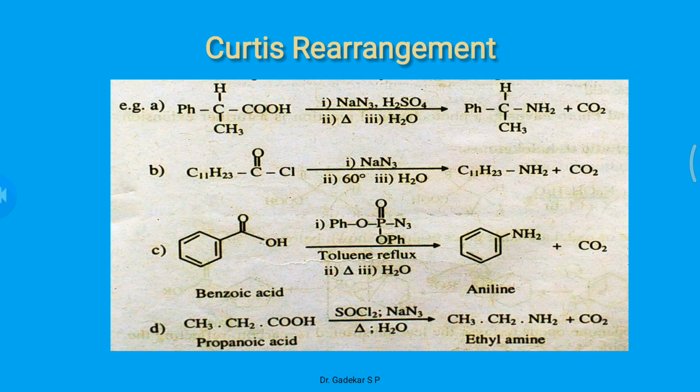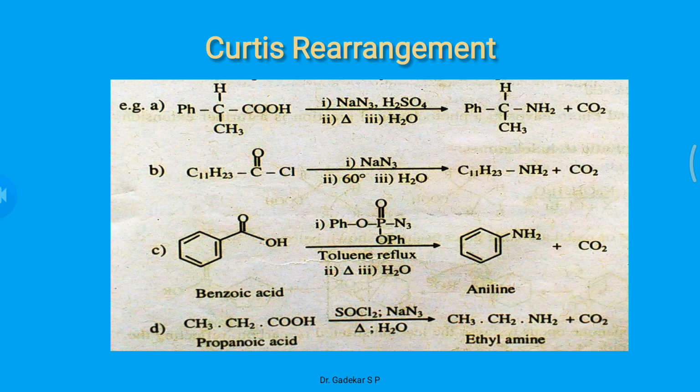In the third reaction, benzoic acid reacts with diphenyl phosphoryl azide in the first step to form acyl azide. Okay, so this acyl azide is heated in the second stage to form isocyanate, and in the third step this isocyanate reacts with water to form aniline and CO2.